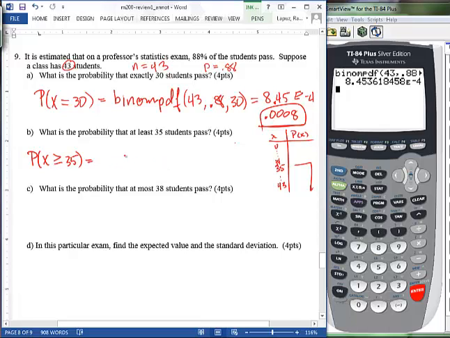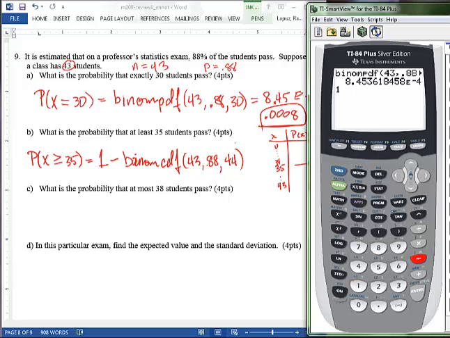And then we're going to use a binom CDF, and then we're going to go 43, 0.88 again, and this time we're only going to go up to 34, our CDF, and then we need to subtract that from 1, so it's going to be 1 minus binom CDF. Alright, so let's actually punch that in our calculators.